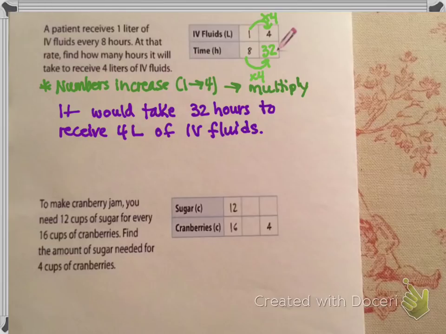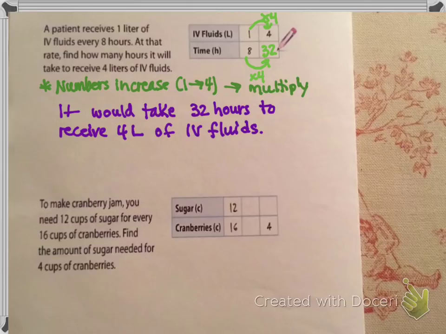To make cranberry jam, you need 12 cups of sugar for every 16 cups of cranberries. Find the amount of sugar needed for 4 cups of cranberries. Okay. Now, I'm going to tell you that there is 3 columns in here. And the reason why we're going to see those 3 columns is going to get revealed in the video you're going to watch on Monday.